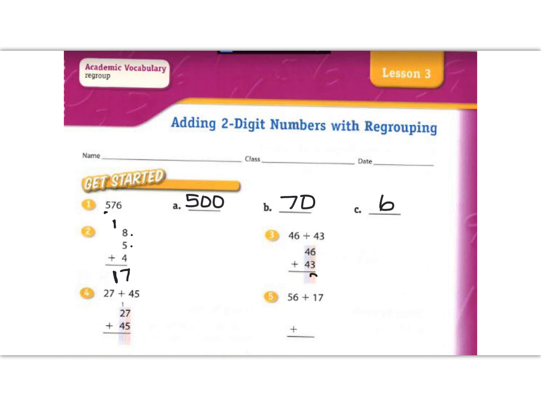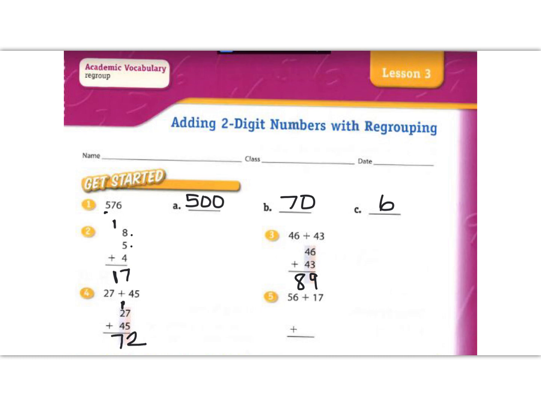Number 3 here, 46 plus 43, we do the ones place first. 6 plus 3 is 9, and then we go to the tens place. 4 plus 4 is 8. And then down here, we can see 27 plus 45. 7 plus 5 in the ones is 12. And then notice they carried that 1 for us. So 1 plus 2 is 3, 3 plus 4 is 7.